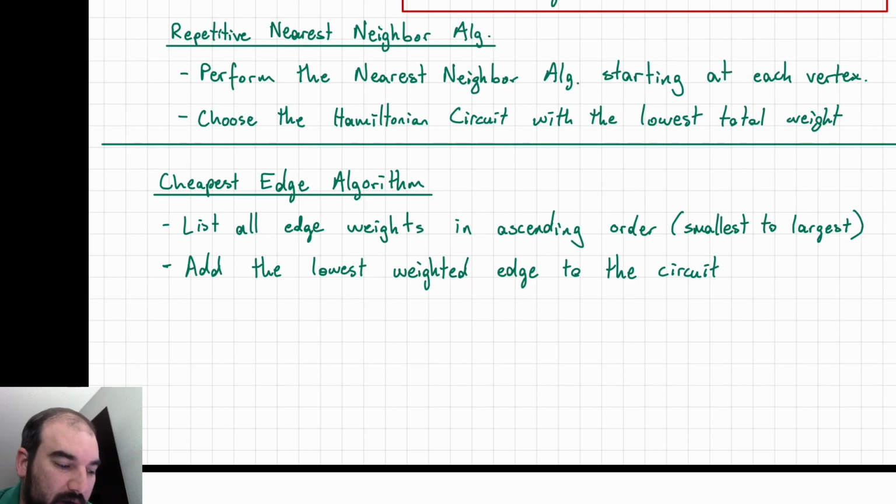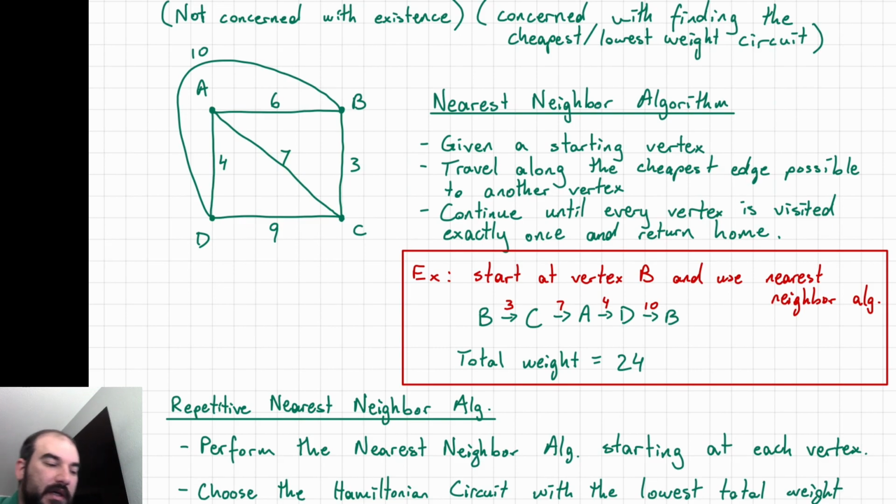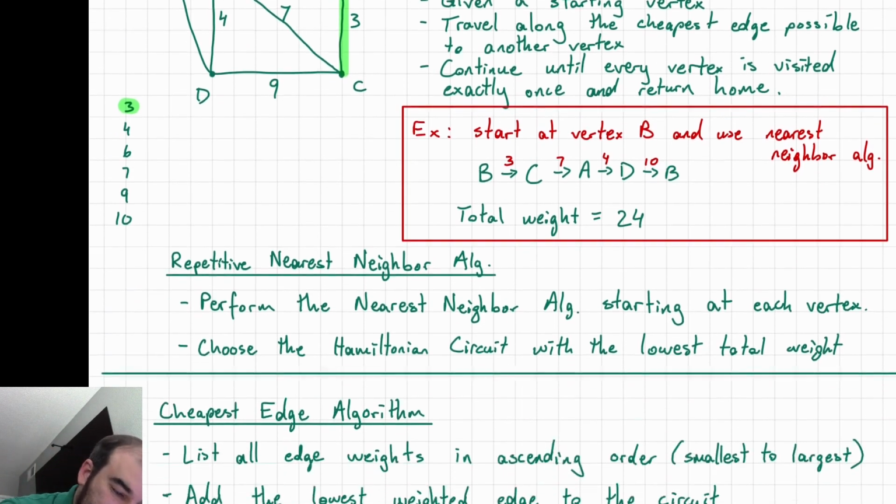So if we're looking at this picture here, without having any kind of starting vertex, we look at the whole graph. First of all, we would list all of the edge weights. So it'd be like 3, 4, 6, 7, 9, and 10, right? Those are all of the edges on this graph. We're going to just take the smallest one and include it. So that's going to be one of the edges of our Hamiltonian circuit when we're done. Okay, so we add that to the circuit.